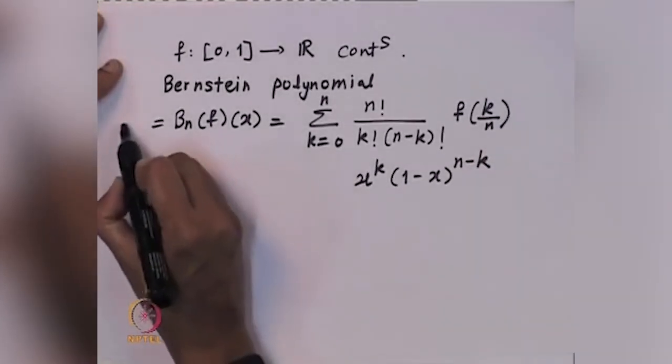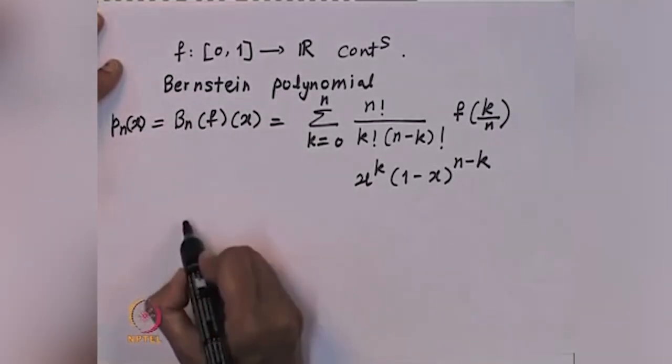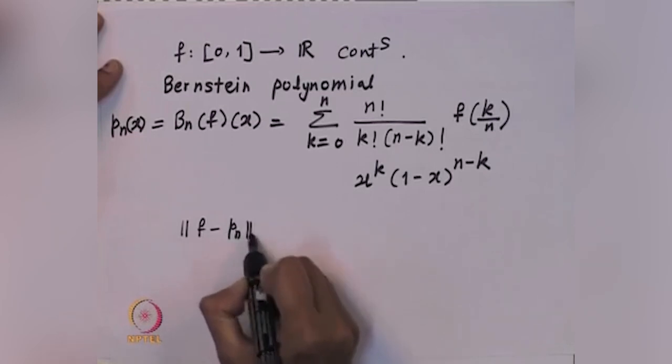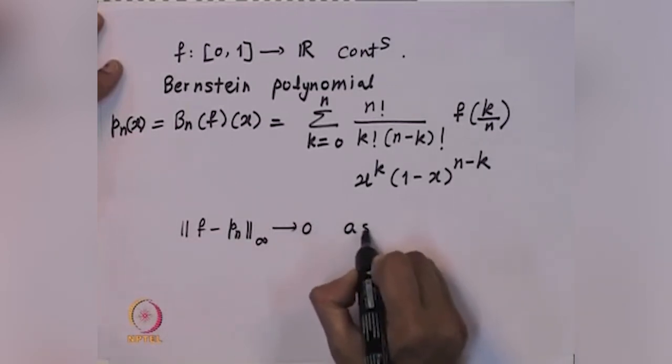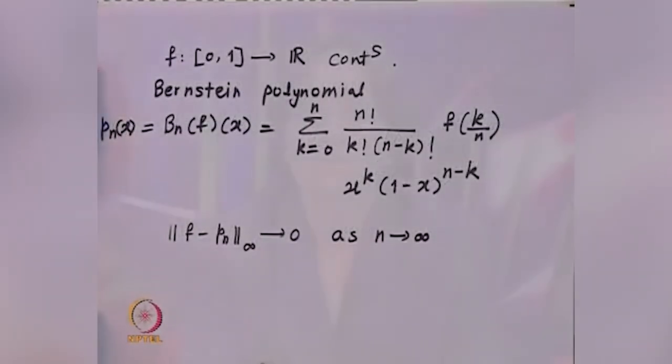Whether it is of degree n or not will depend on our function f. Now, this is going to be our P_n(x), and the infinity norm of f minus P_n will tend to 0 as n tends to infinity. We are going to calculate the Bernstein polynomial for three special functions: f(x) is the constant function 1, f(x) is equal to x, and f(x) is equal to x squared. For these three functions, we will show that the infinity norm of f minus B_n f tends to 0 as n tends to infinity. Then this map which associates your function f to this Bernstein polynomial, we will see that it is a linear map and it is positive.